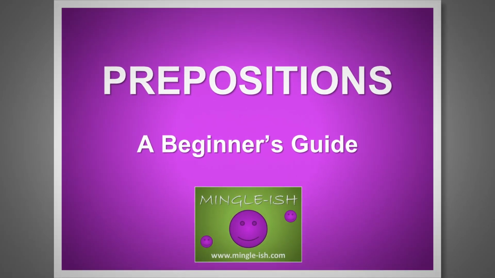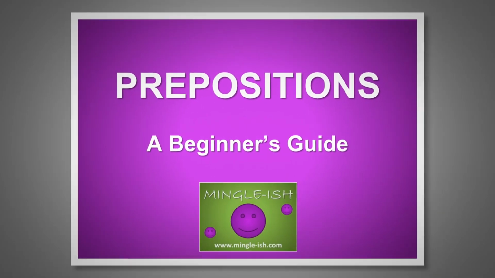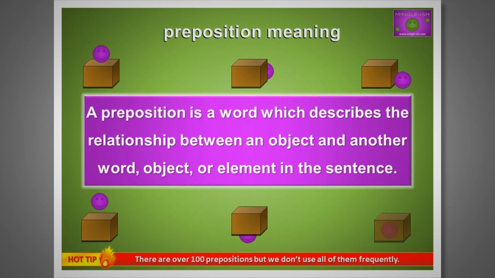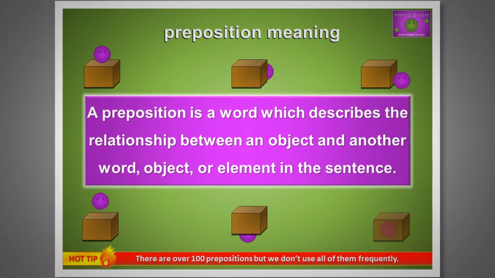Prepositions made simple. A beginner's guide. A preposition is a word which describes the relationship between an object and another word, object or element in the sentence. There are over 100 prepositions, but we don't use all of them frequently.